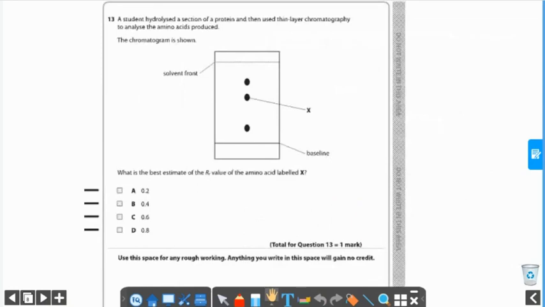A student hydrolyzes a section of a protein and then uses thin layer chromatography to analyze the amino acids produced. What is the best estimate for the RF value of the amino acid labeled? So how to find the RF? Then again, this is an AS level question. I don't know why such easy questions are there this time. So this is the halfway you have to calculate. When I calculate the RF value, this halfway distance, right? So the distance traveled by this, which is X, and the distance traveled by the solvent front, Y. So RF is X over Y. What is the answer? 0.6.